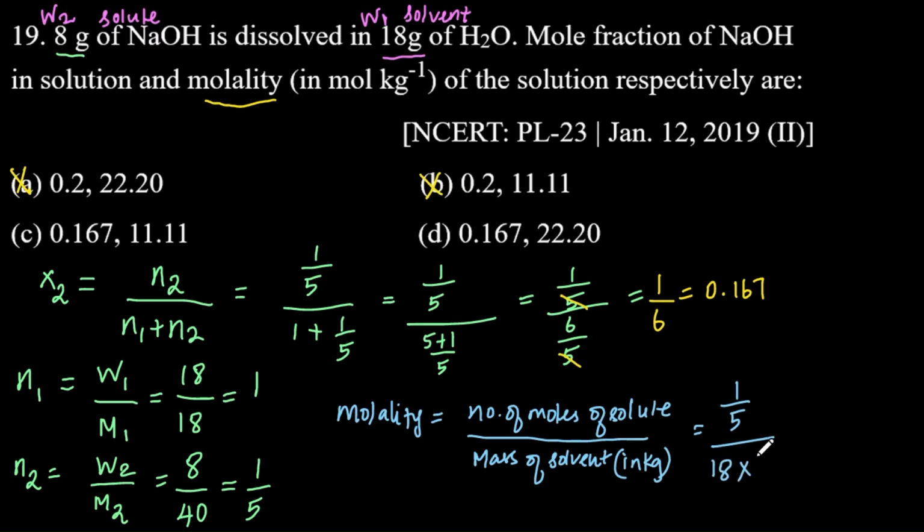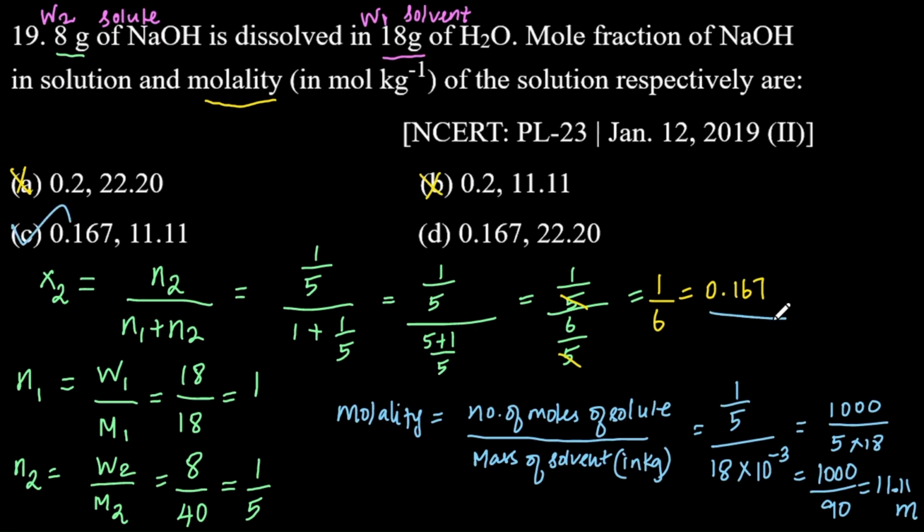So 18 into, as it is given in grams, always the molality should have the mass of solvent in kilogram. So gram will be converted to kilogram by multiplying by 10 power minus 3. So if you solve this, the 10 power minus 3 will go to the numerator and become 10 power 3, that is 1000, divided by 5 into 18. So it is 1000 divided by 90. So the answer is 11.11 and the unit is small m. So the correct option is option C, in which the mole fraction is 0.167 and the molality is 11.11.